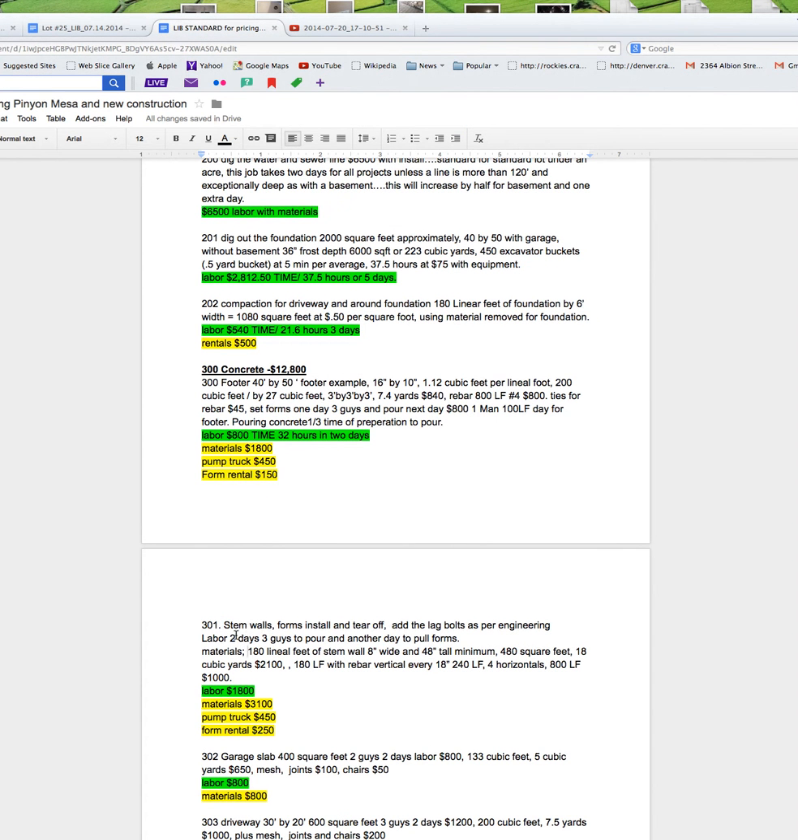So here you go. Labor, 2 days, 3 guys, right? Materials, 180 lineal feet of stem wall. It's going to be 8 inches wide, 48 inches tall. So that's about 480 square feet. That's about 18 cubic yards, which is $2,100, right? And then 180 linear feet of rebar vertical every 18. Now, again, we're just guessing here, but this is what it should be, or less, okay? And then 240 linear feet for horizontal rebars. That's another 800 linear feet.